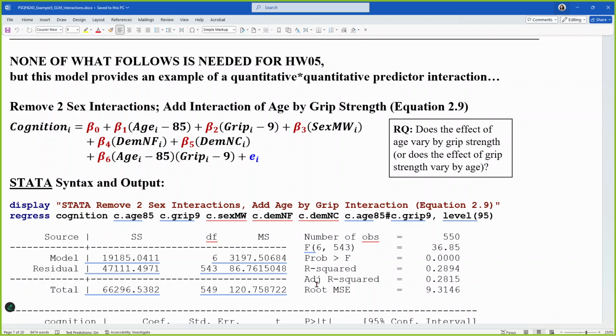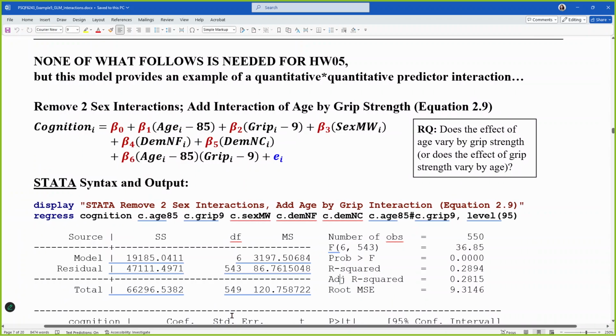Quantitative by quantitative interaction terms. There are still examples out in the world of how not to do this. So let me give you an alternative that I still see sometimes. I have two numeric variables that interact, and I want to figure out how to explain their interaction.